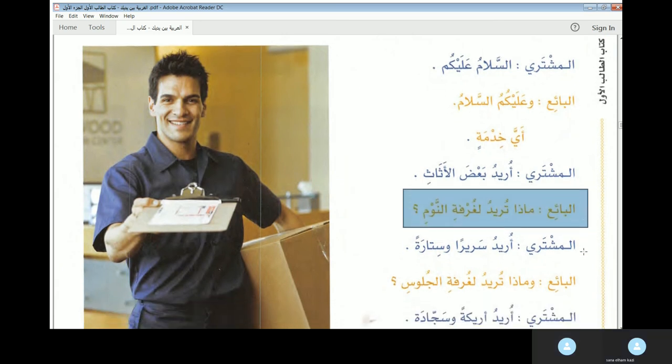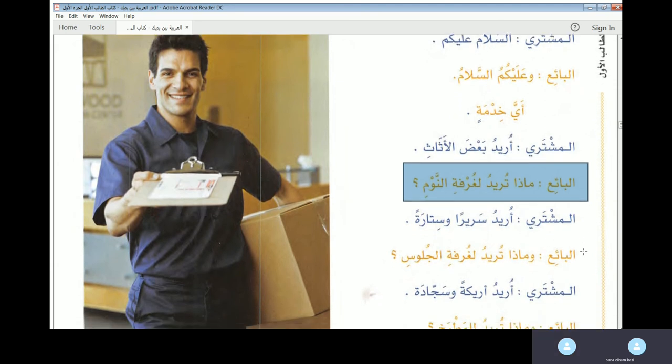Matha turidu li ghurfatin nawmin? Matha, what. Turidu, you want. What do you want for the bedroom? Li ghurfatin nawmin, for the bedroom. Ghurfatin means room, and ghurfatin nawmin is bedroom. So, what do you want for the bedroom?